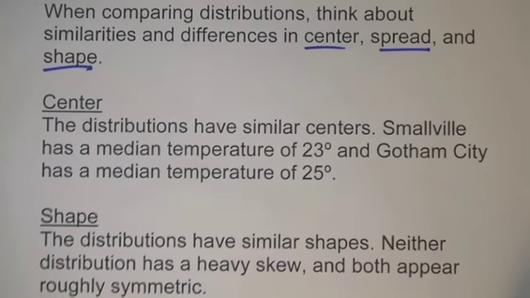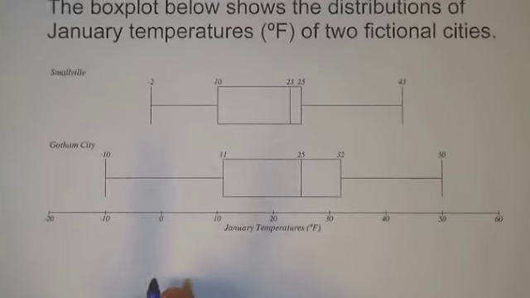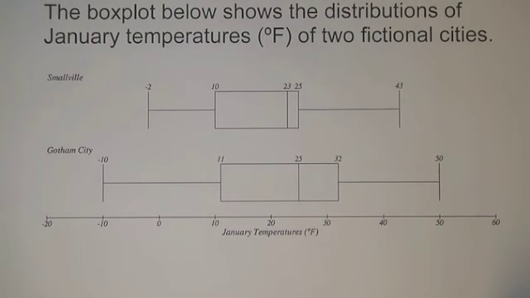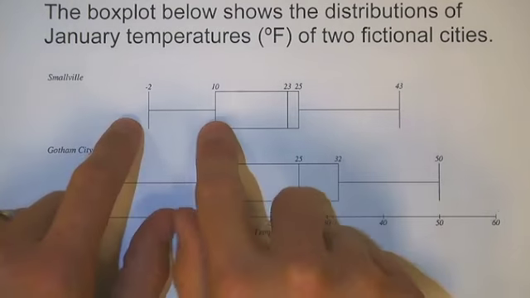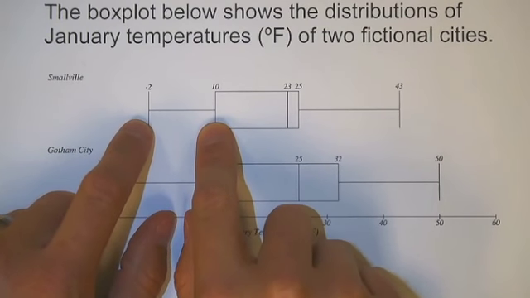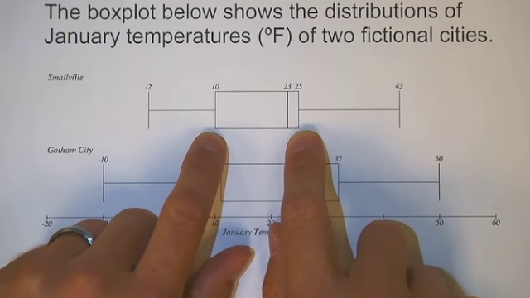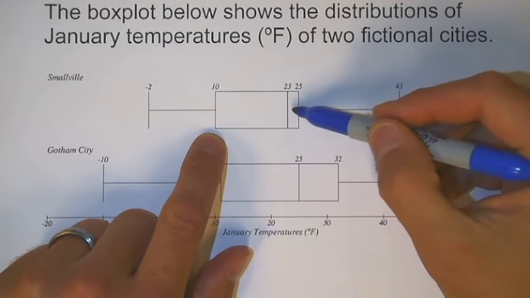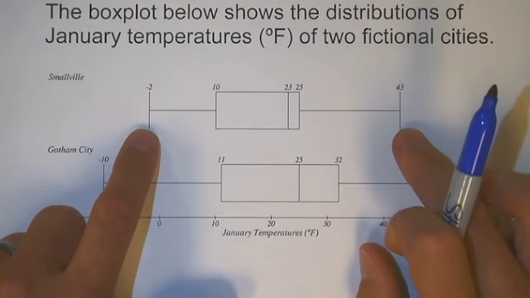Okay, the shape. The distributions have similar shapes. Neither distribution has a heavy skew, and both appear roughly symmetric. You can always tell skew on a box plot by looking at the lengths of the whiskers. If we look at the whiskers here and here, those aren't too different in lengths. So I wouldn't say that this has too heavy of a skew. It is a little more skewed inside of the box, just because there's a lot less distance between the median and Q3 than the median and Q1. But the whiskers don't show a lot of skew.